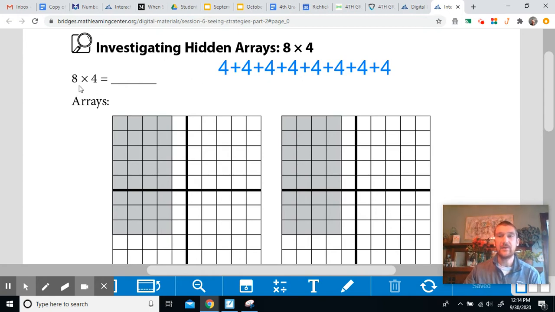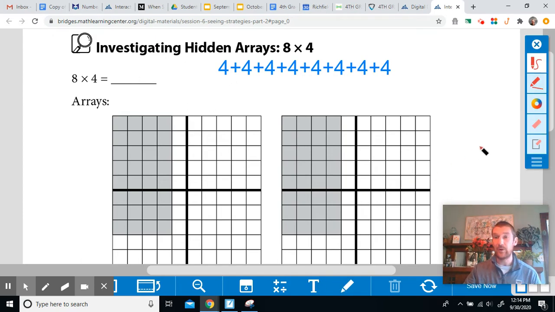One way you can think about that is 8 groups of 4. So here I have 8 fours. 1, 2, 3, 4, 5, 6, 7, 8. One thing I see kids doing sometimes when they're solving a problem like this is they might write out all those 8 groups of 4, and then they might start counting 4 by 4, okay?